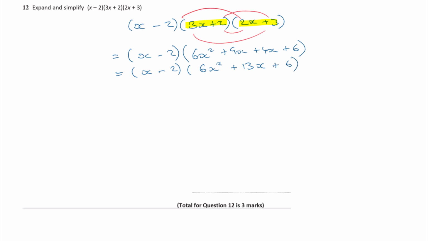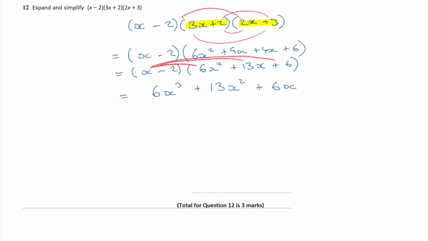Okay, right, now I need to do the same thing again. I need to multiply everything in the first bracket with everything in the last bracket. I'm going to start off by multiplying the x with everything. So the x times that one, the x times that one, the x times that one. So what does that give me? x times 6x squared is going to give me 6x cubed, isn't it? x times 13x is going to give me 13x squared. And then x times 6 is going to give me 6x.